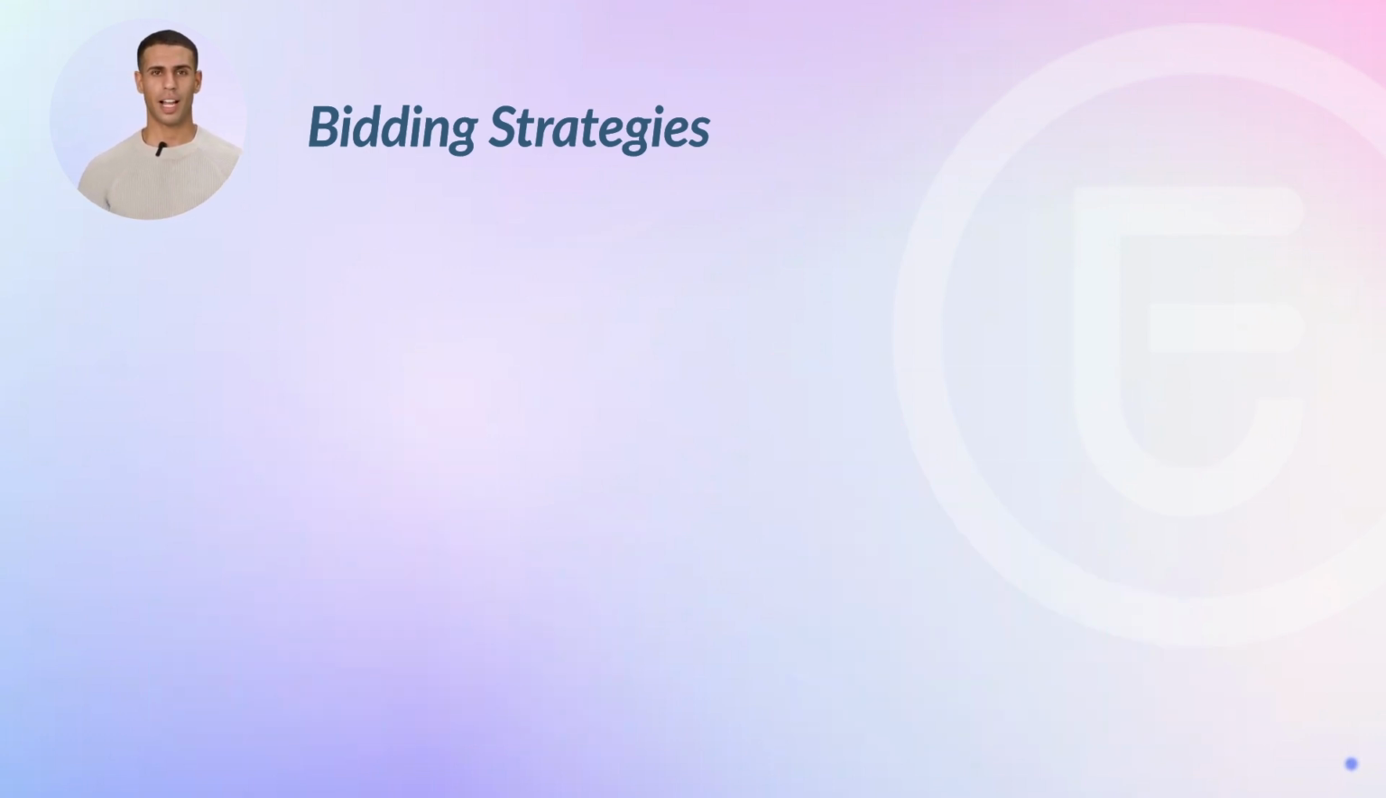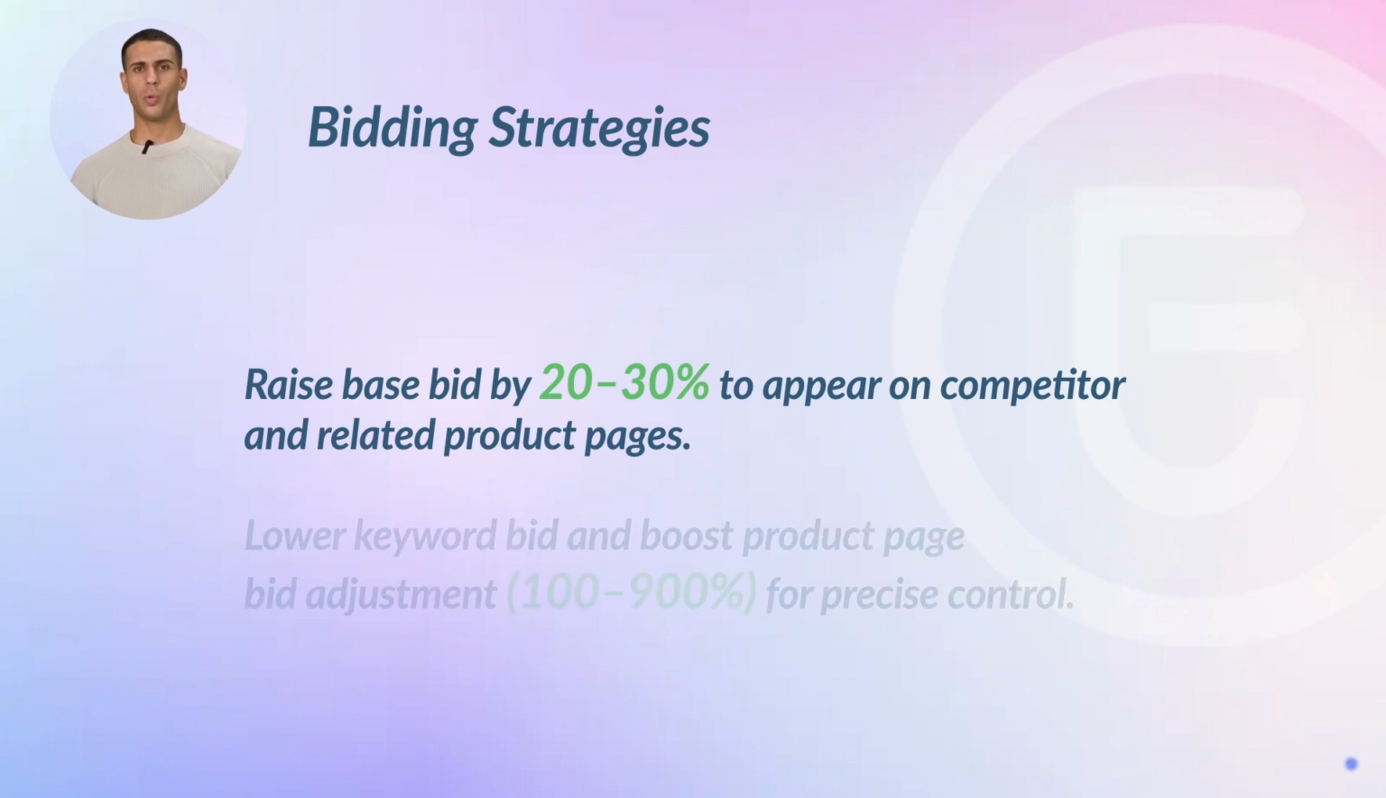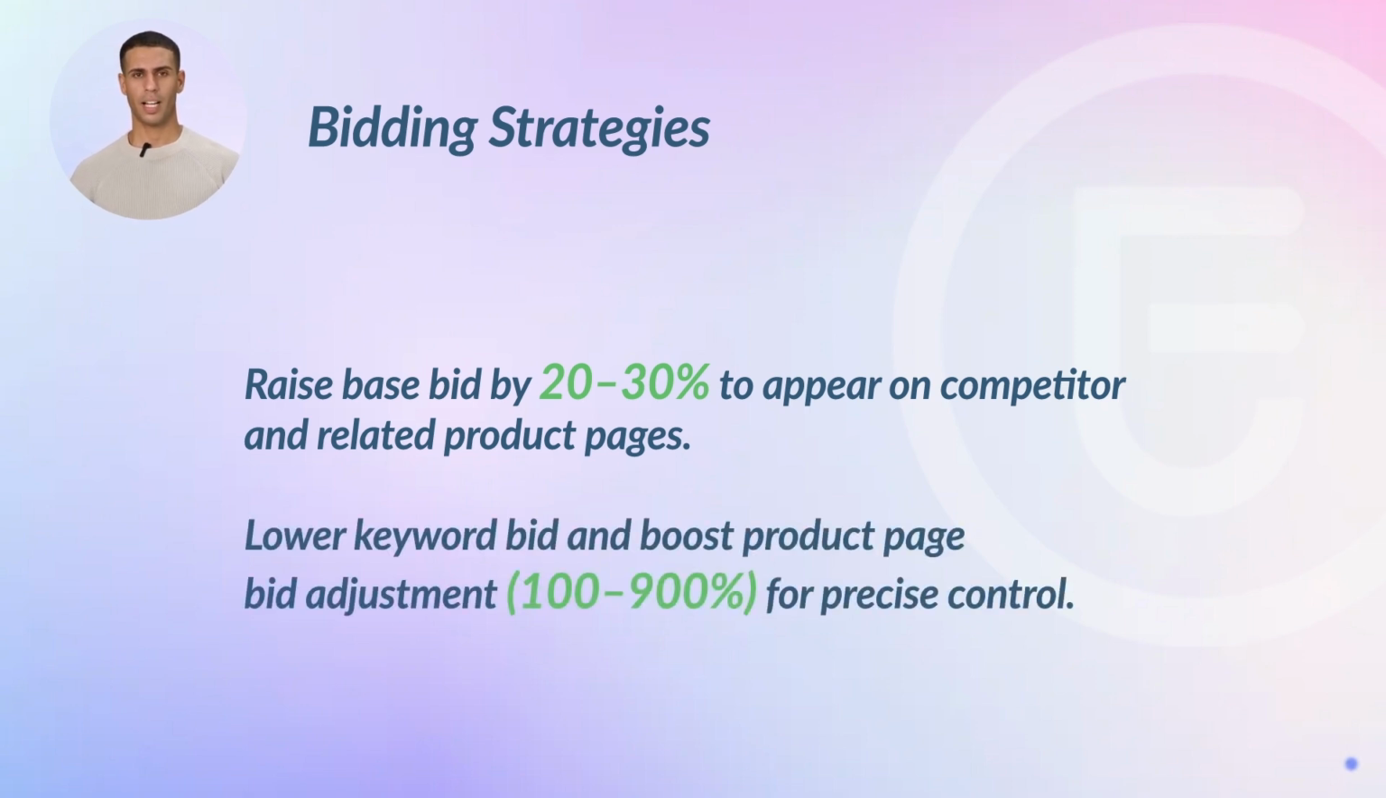Now, let's look at how to optimize for product page placements. Start by directly increasing your base bid by 20 to 30%. This simple method can improve your chances of landing on competitor product pages or related listings. For more precise control, lower your keyword bid and pair it with a high product page bid adjustment. You can set the adjustment anywhere between 100 to 900%.